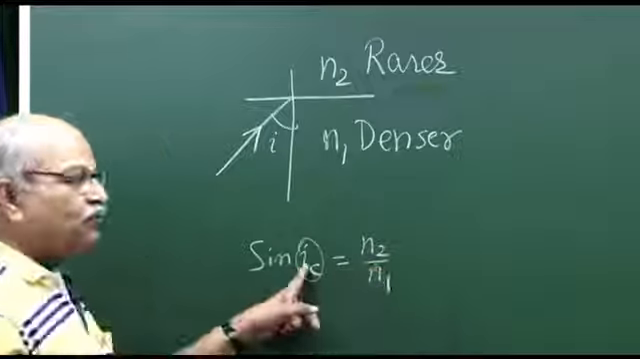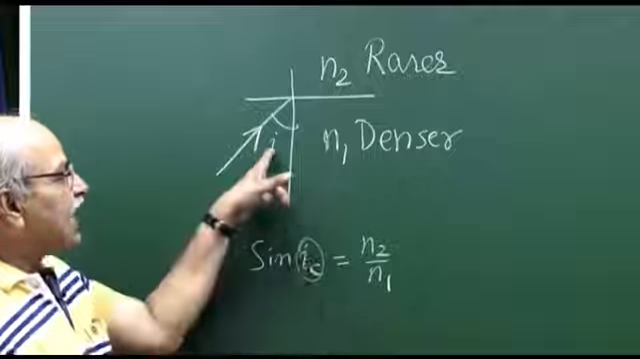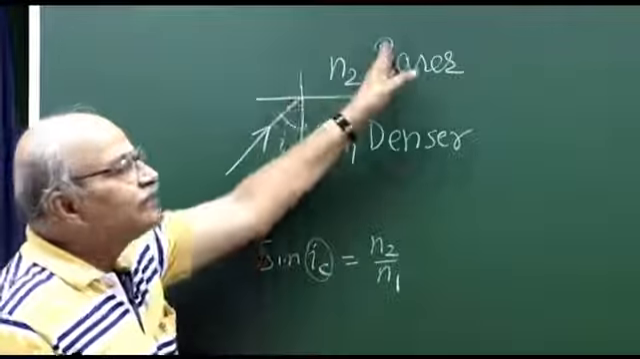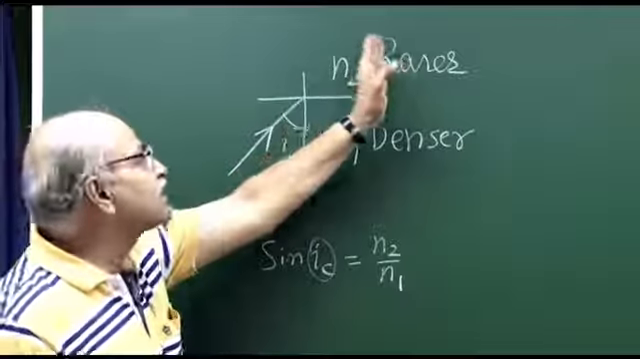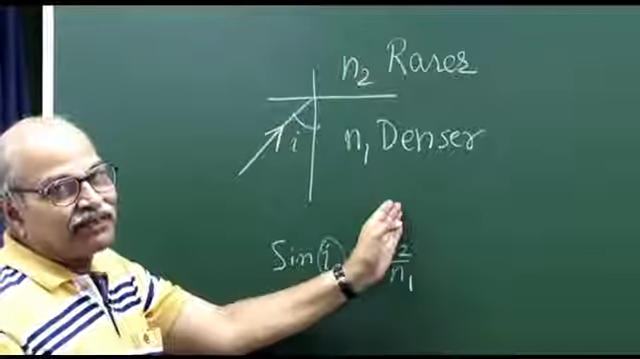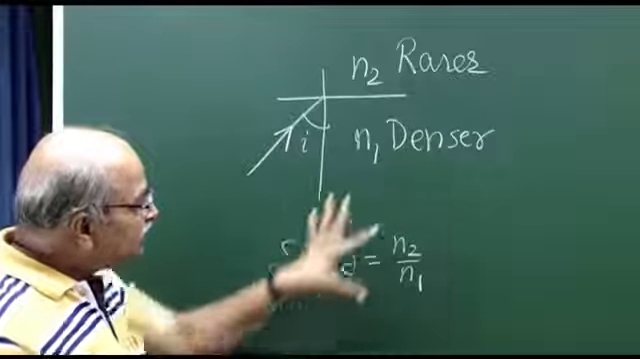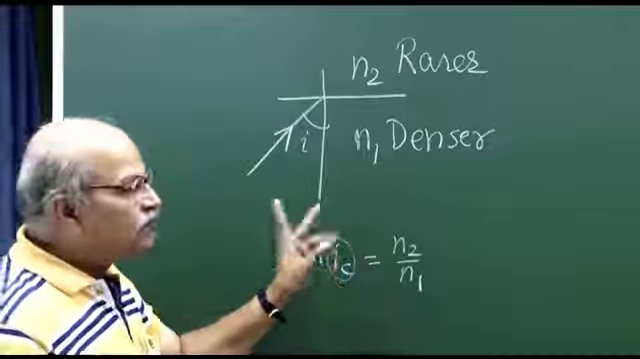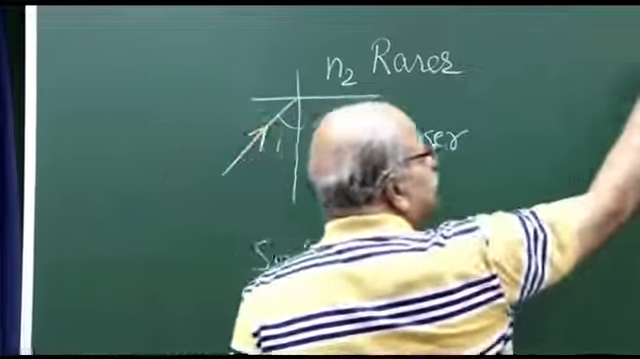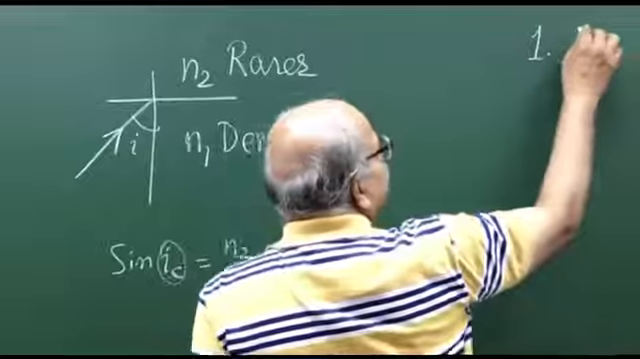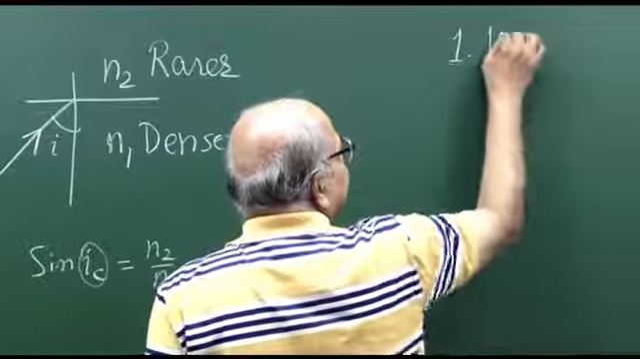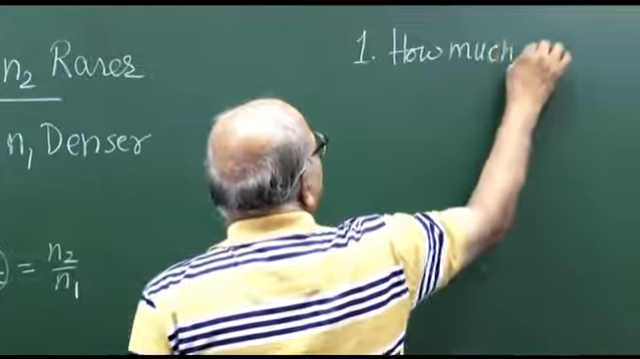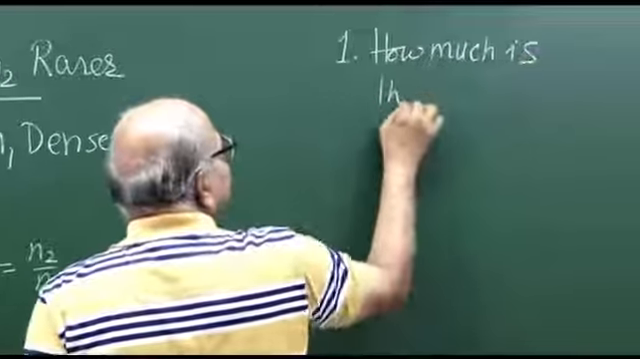This defines what is the critical angle, and if this angle of incidence is more than this critical angle, nothing goes out, nothing is refracted, everything is reflected. So that is how the TIR, total internal reflection, is defined. Now the first question is, what is the critical angle in our case, or how much is the critical angle?